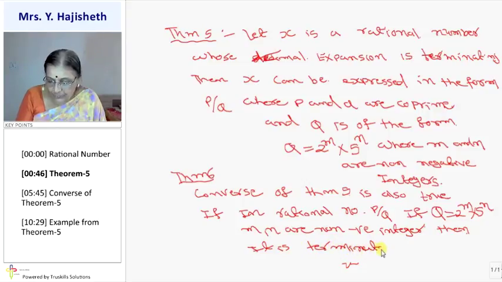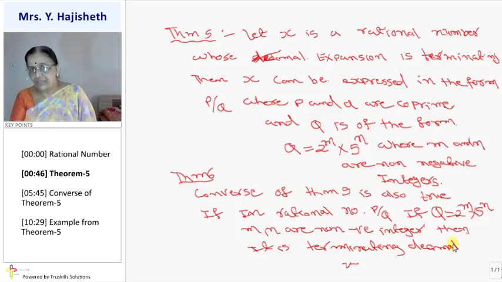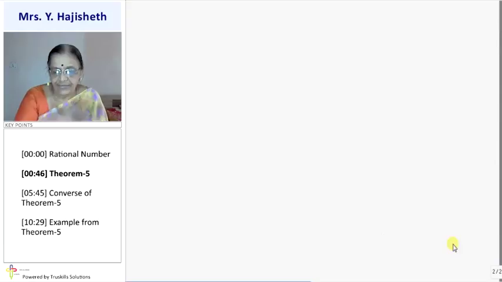So both ways it is true. If it is a terminating decimal, then q can be expressed in the form 2 raised to m into 5 raised to n, where m and n are non-negative integers. And conversely, if q can be expressed as 2 raised to m into 5 raised to n, then that rational number is always a terminating decimal, because a rational number is either terminating or recurring. Out of the two, one is possible. And when it is neither terminating nor recurring, then it is an irrational number.